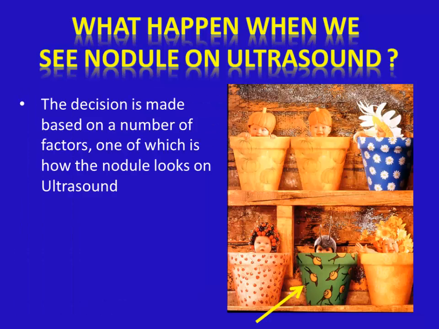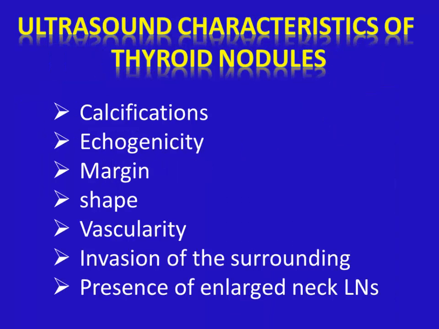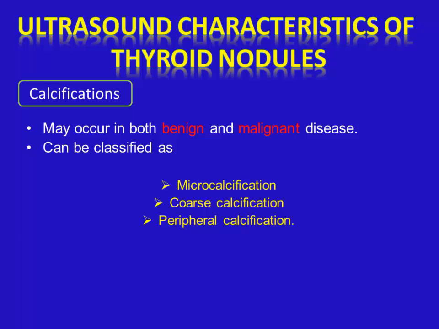And in other situations, when you find multiple thyroid nodules, which one will you go for biopsy from? Is it the larger or what? And that's what we are going to see now by going through the ultrasound characteristics of thyroid nodules. To characterize the thyroid nodules, there are several characteristics that we are going to go through very fast. I'm going to just enumerate them: the calcification, echogenicity, the margin, the shape, and the vascularity, invasion of the surrounding, and the presence of an enlarged lymph node in the neck.